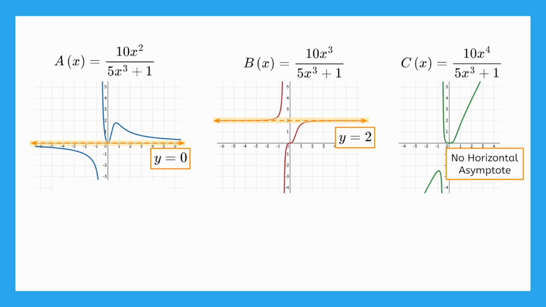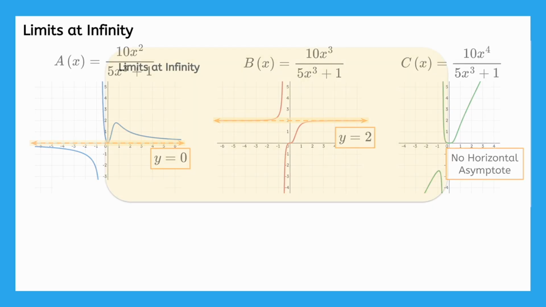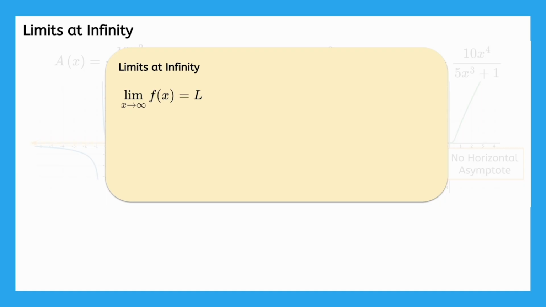Now that we've identified horizontal asymptotes for these functions, let's connect that to limits. In fact, the limit at infinity helps us describe these asymptotes formally. Let's see how that works. Here's the notation we use to describe the end behavior as we go forever to the right and approach a finite value, which is read as the limit of f of x as x approaches infinity equals L, and means f of x approaches the finite number L as x gets larger and larger.